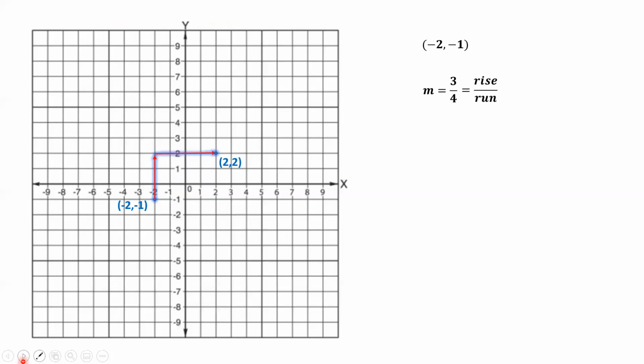Now I have enough points to graph the line, and that's how I can use the slope to find this additional point. Actually, I could find more additional points using the slope. If I keep performing those steps, rising 3 units up and running 4 units, I will end up again at a point on the line, and now it's going to be the point with coordinates 6, 5.